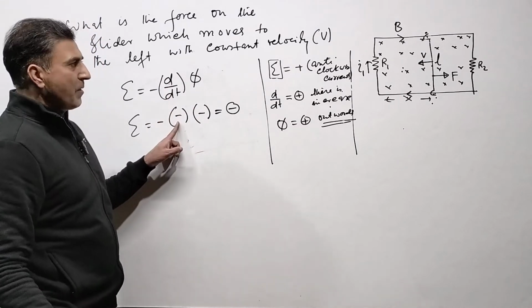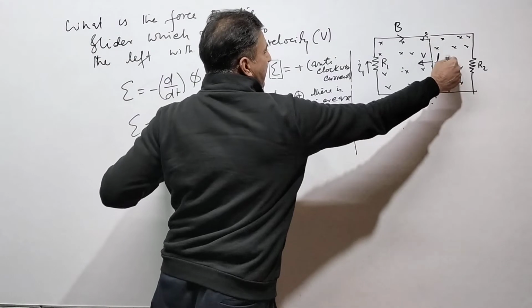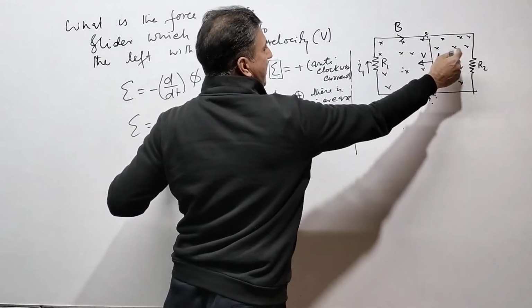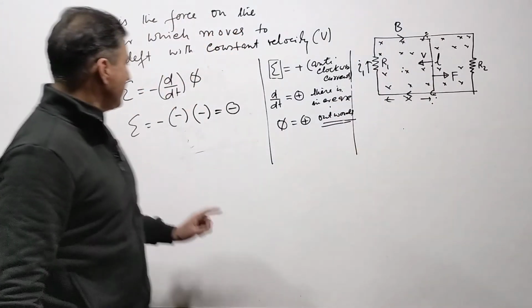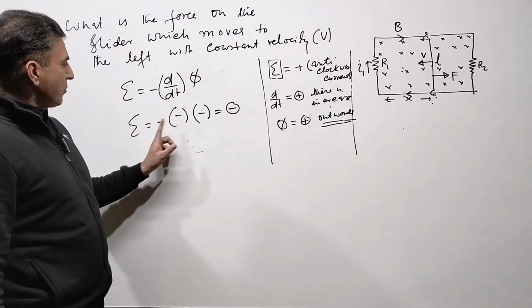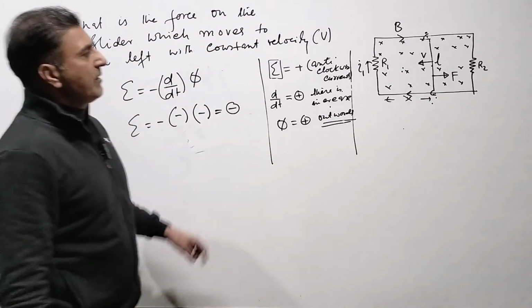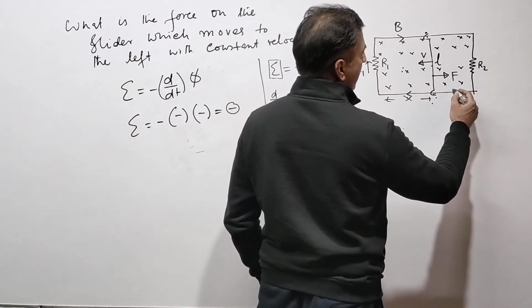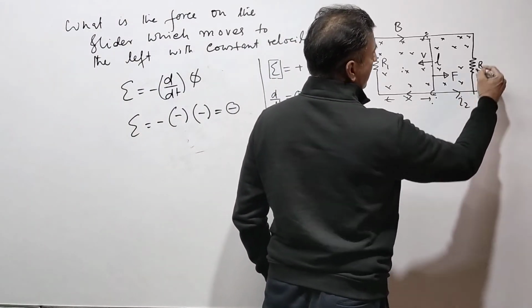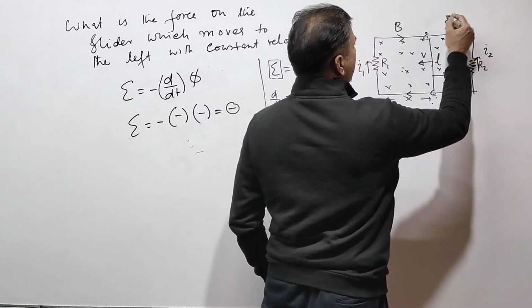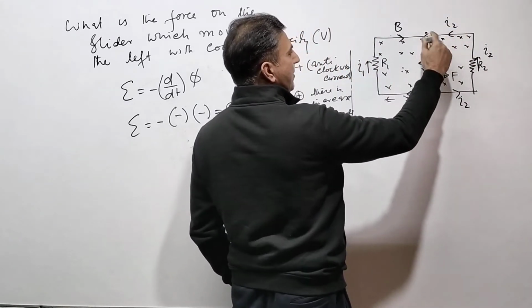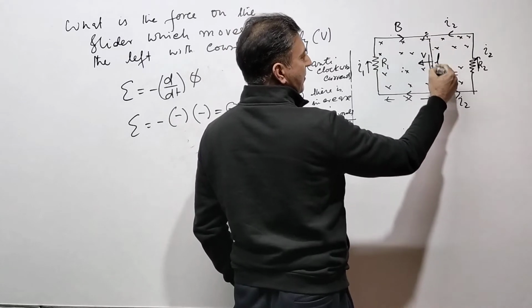This will be positive. In this case, when the slider goes to the left, in this part the flux increases, therefore this is taken positive. So negative times negative is positive. So in that case, current is anti-clockwise. So current is like this: I1 and I2. So these two currents go downwards through the wire.